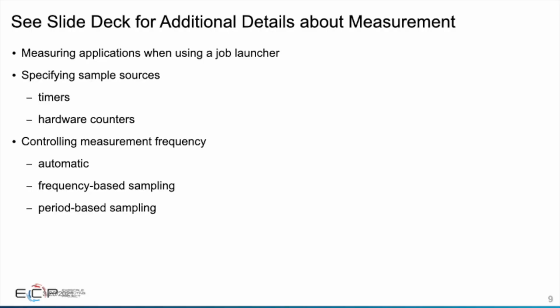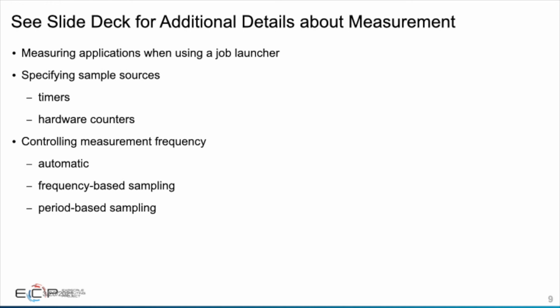In the presentation thus far, I've described how to use HPCToolkit to collect performance data for a single-threaded application or a multi-threaded application running on a single node. In the slides, there's also some information about how to use HPCToolkit in conjunction with a job launcher to collect performance data across multiple nodes. In addition, there's some information about specifying sample sources. The default sample source is CPU time. There's also a real-time sample source. And there's also some detail about how to use hardware performance counters.